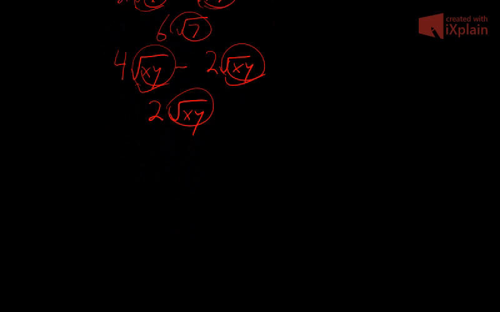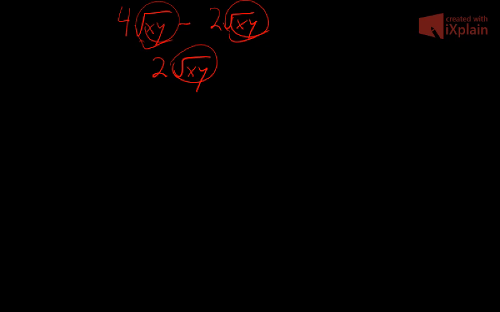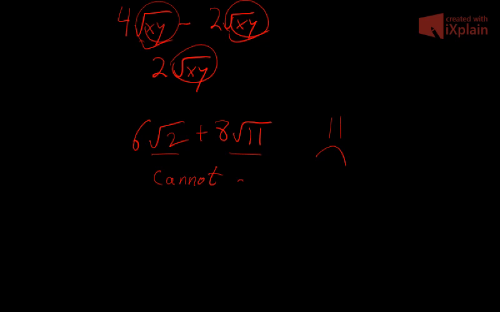I'll try one more real quick. If I have 6 root 2 plus 8 square root of 11, these are different radicals, which makes me sad. So these are different, so I cannot add them. It'll just stay 6 root 2 plus 8 root 11, and that's how it will end up. That is as simplified as possible, so that is already simplified.